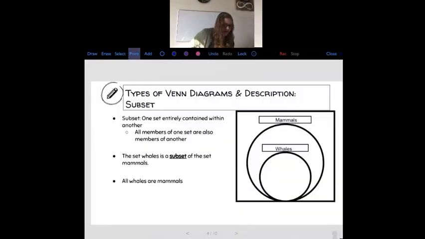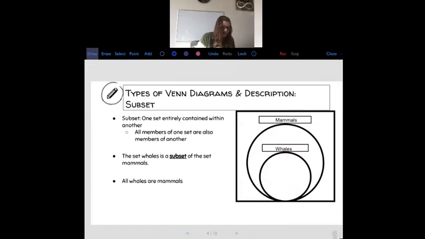So the first type of Venn diagram that we'll go over is the subset Venn diagram. When you have a subset Venn diagram, one set is entirely contained within another, which means that all members of one set are also members of another. So for instance, with this picture on the right-hand side, the set of whales is entirely contained within the set of mammals, which means that all whales are mammals. So all whales are in this set of whales, and it's entirely contained within this set of mammals. Another way to say this is the set of whales is a subset of the set of mammals, and the categorical proposition here is all whales, the entire set, is contained within the set of mammals.